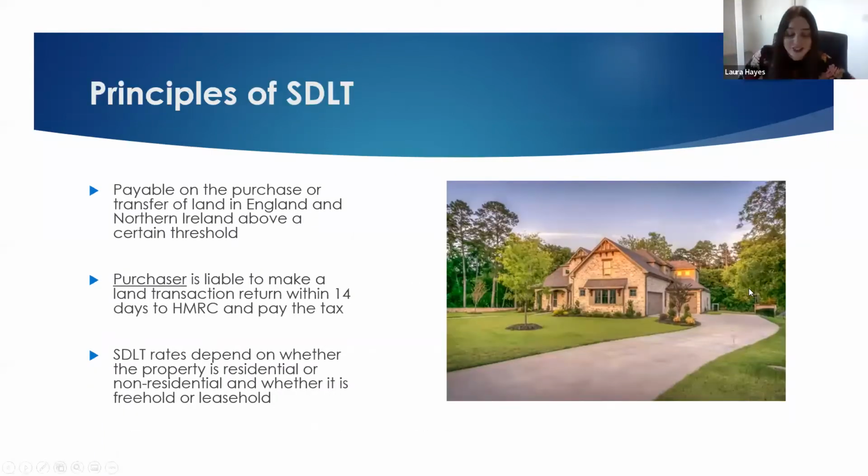Thank you. So we're going to start with the main principles of SDLT. SDLT is payable on the purchase or transfer of land in England and Northern Ireland above a certain threshold. The purchaser is the one who is liable to make a land transaction return to HMRC within 14 days of the effective date of the transaction, which is usually the completion date. And any tax payable is also due by that date as well. The SDLT rates depend on whether the property is residential or non-residential, and also whether it's freehold or leasehold.